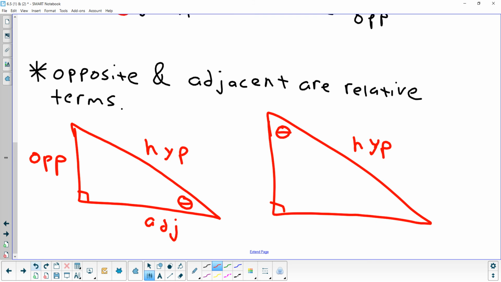But if you face a different way, the opposite and adjacent switch. Opposite is the side that's furthest away from the reference point of your angle. Adjacent is the side that's next to your angle, but not the hypotenuse. Right, so when I say opposite and adjacent, that's what I mean. Questions on that?